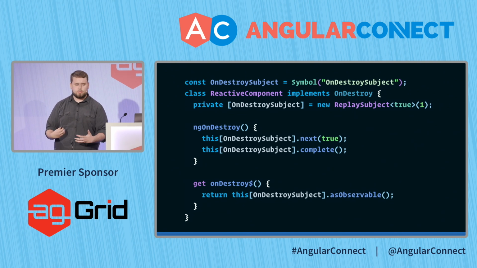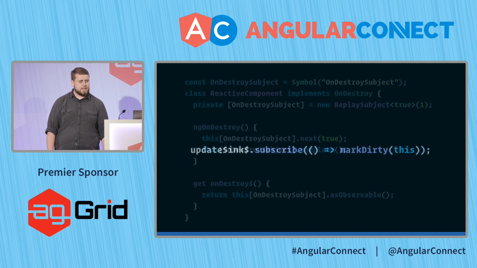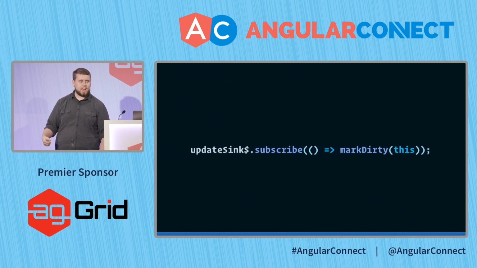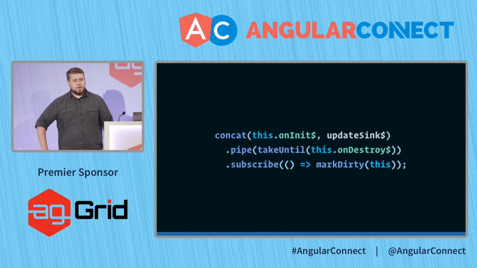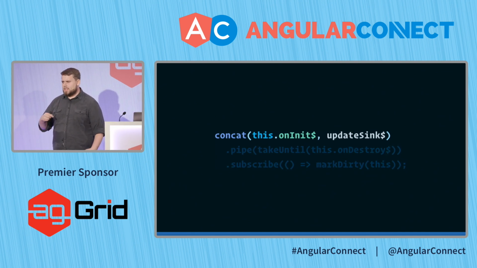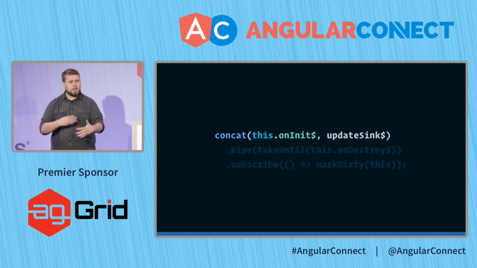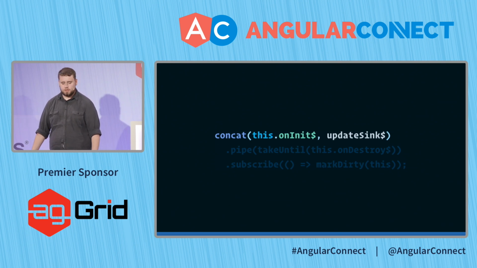So now I've got observable forms of on-init and on-destroy, and I can go back to that update sync observable, and I can make some updates to it to make this actually work correctly. So what I'm going to do is use the concat observable factory. And I'm going to pass in on-init first, and then update sync. This will ensure that on-init has actually run and has completed before I try to update my sync values.